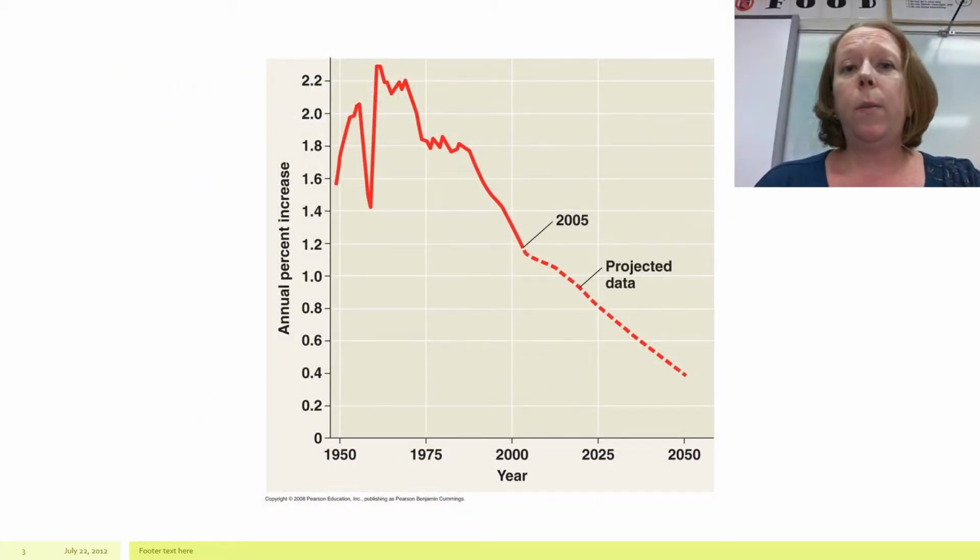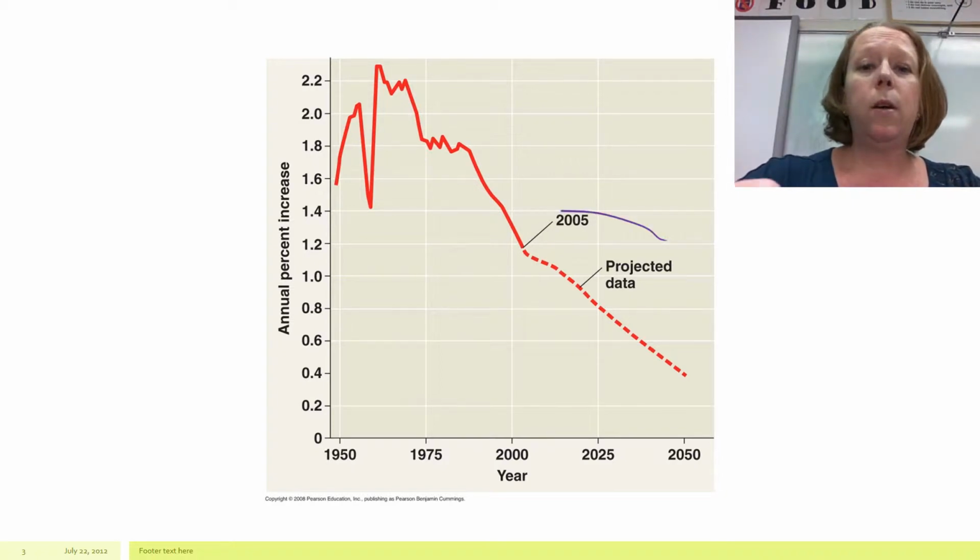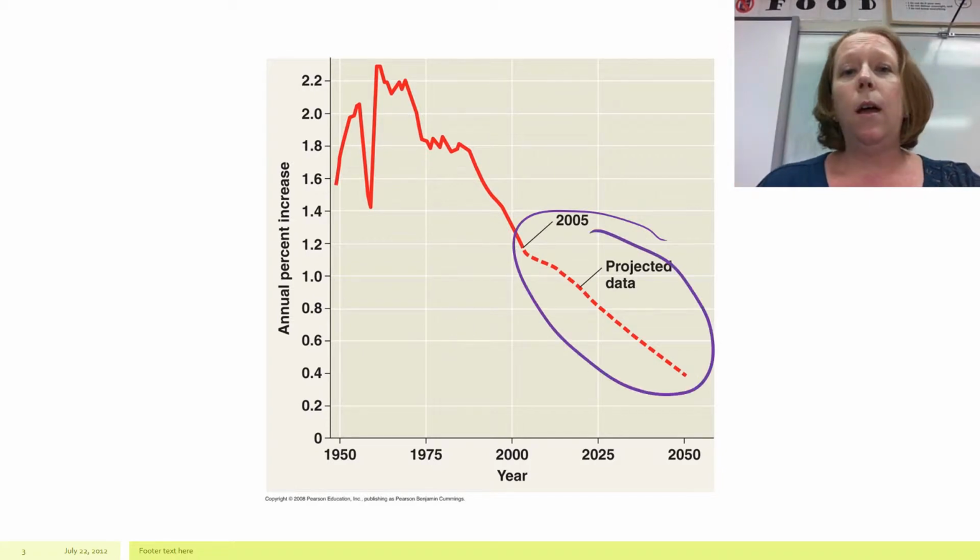So as I said, our population is still increasing, but things are starting to slow down. And we can see that here with this growth rate graph. And you can see that they are projecting that our growth rate will continue to decrease. And so as it continues to decrease and get closer to zero, we start to approach that zero population growth, which is really what we want. We want to level out and not continue to increase quite so drastically.